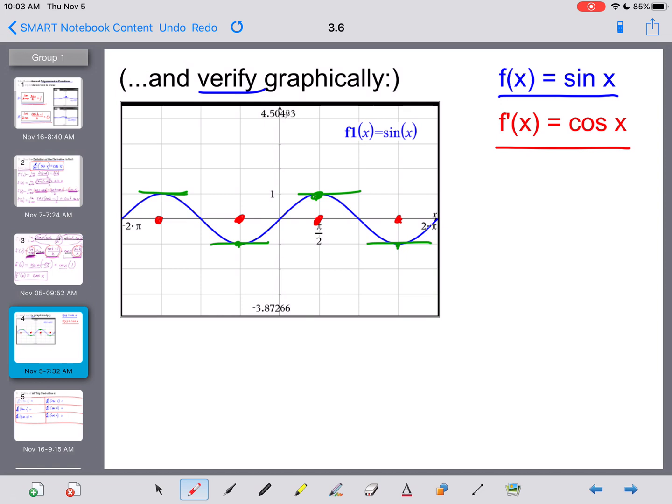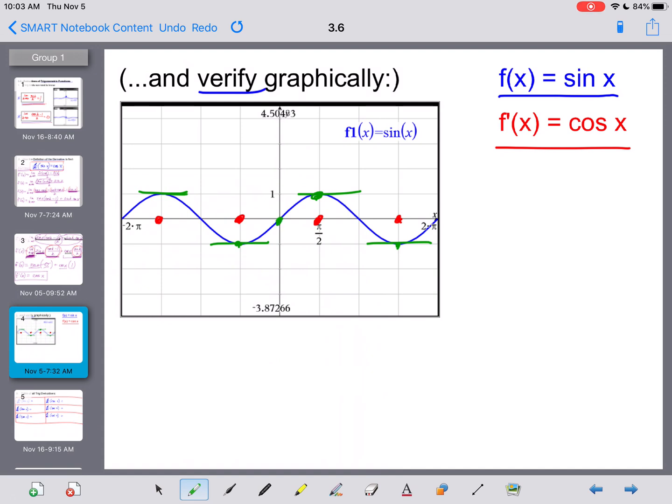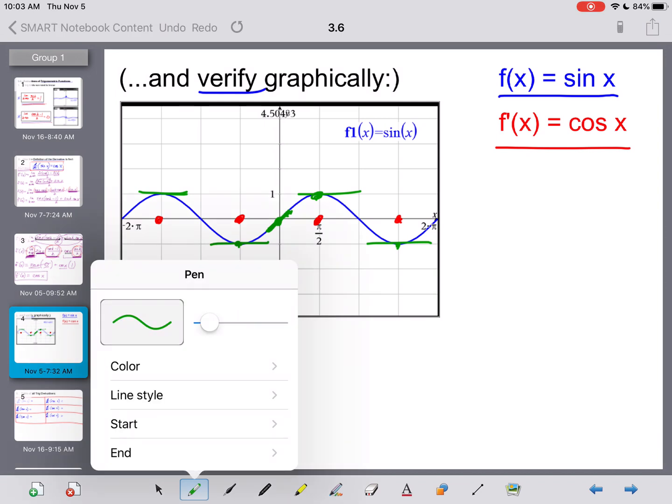Let's take a look at a couple of other spots. If I were to draw a tangent line to the original graph of sine of x, maybe right here at the origin, I'm asking you guys to guess right here what the slope of that tangent is. Well, it sure looks like it's positive, and it sure looks like it's going up at about a 45-degree angle.